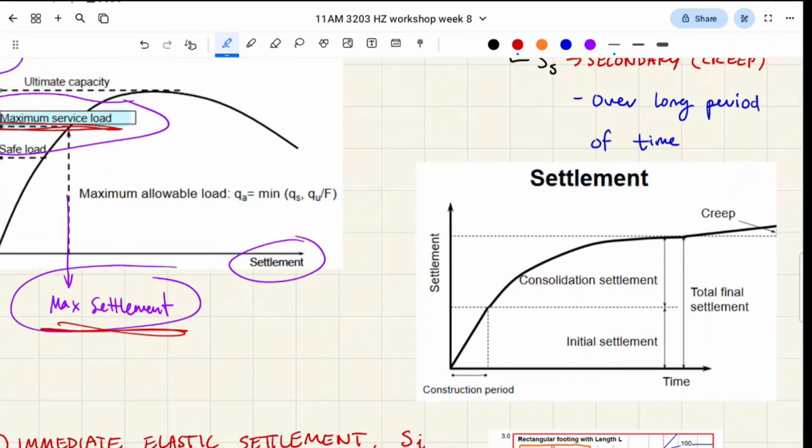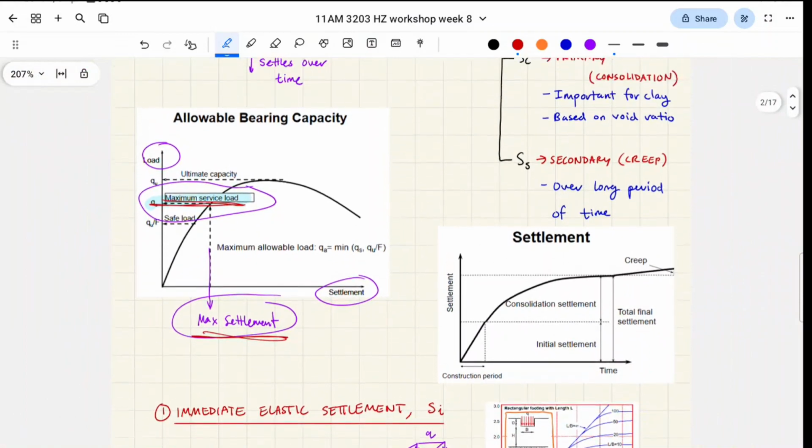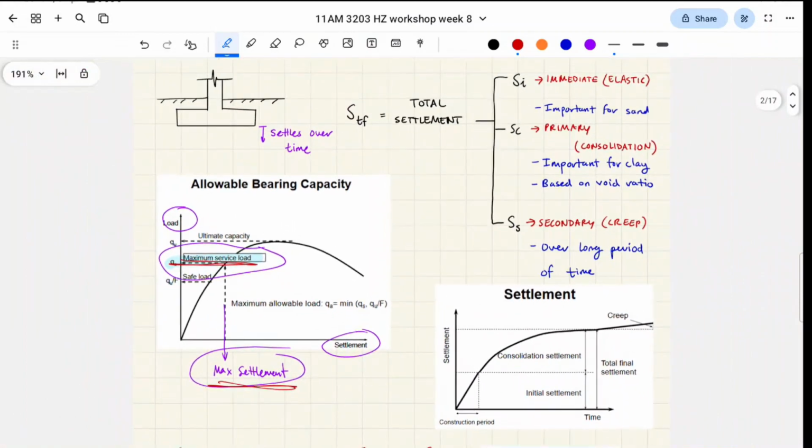The initial settlement happens here, that's your elastic settlement, and then consolidation settlement happens next, and the creep settlement just keeps happening, right? But it plateaus, you know. Okay. Yeah, does that make sense for everyone?